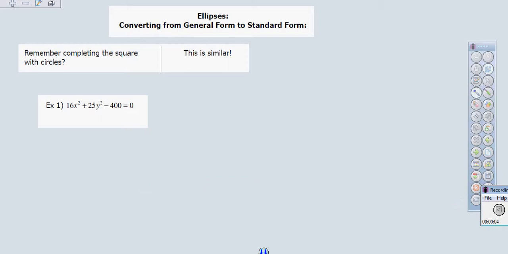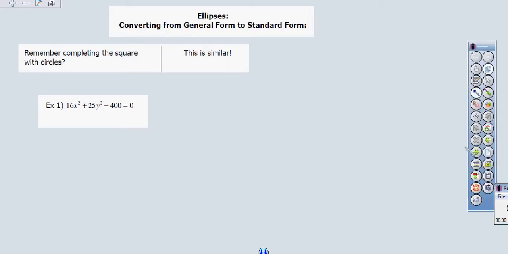Okay, this is a video where our topic for today is converting from general form to standard form. I decided to run this lesson where we'll have some video clips, and you guys can watch the video clips and then work the problems and so forth. So we have to go back and remember a couple things. First of all, what does it mean to go from general form to standard form?